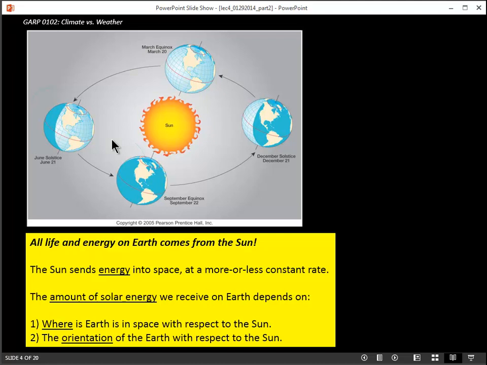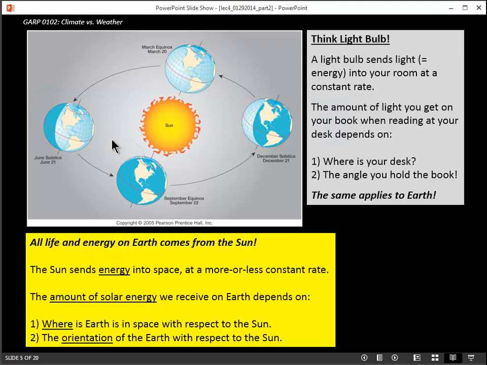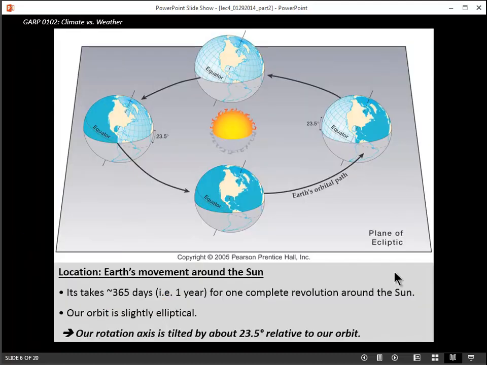much energy we receive. And that's very much analogous to a light bulb, let's say, hanging in your dorm room, right? That light bulb sends light into your room at a constant rate. And depending on where you are in your room and depending on how you tilt your book, that will depend on how much light you get on your book, right? And the same applies to the Earth. Depending on where the Earth is in space and how the Earth is oriented towards the sun, that controls how much solar energy will arrive at the Earth's surface.